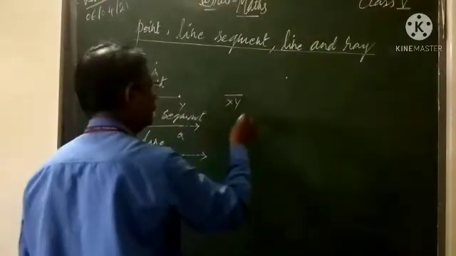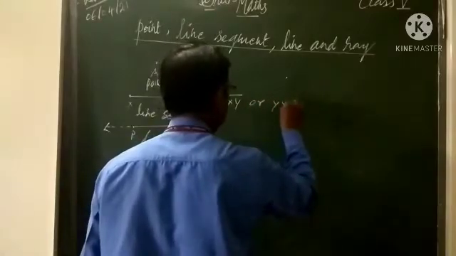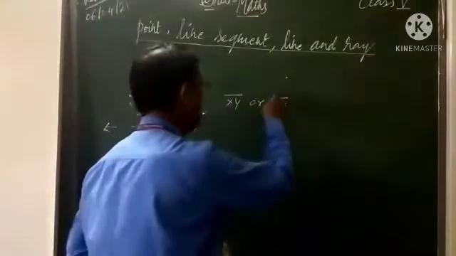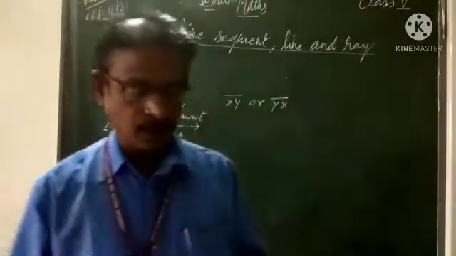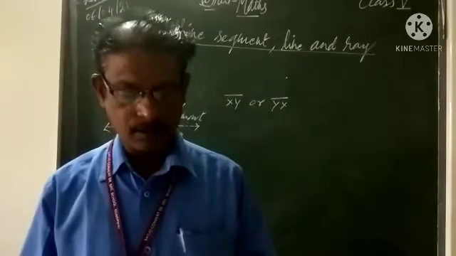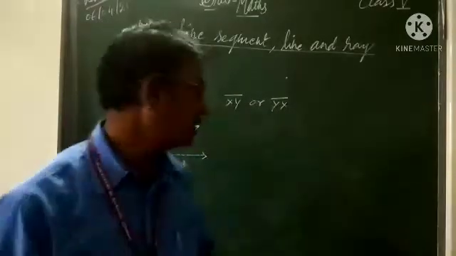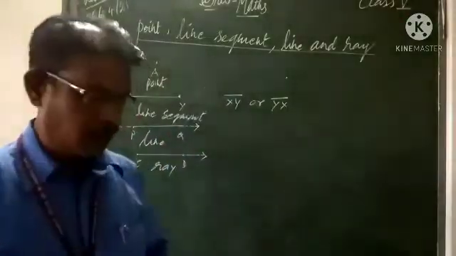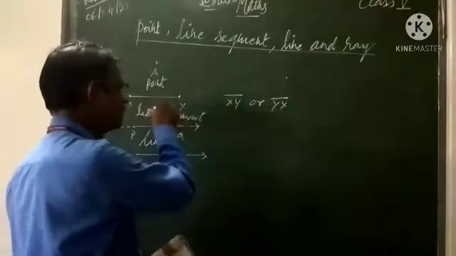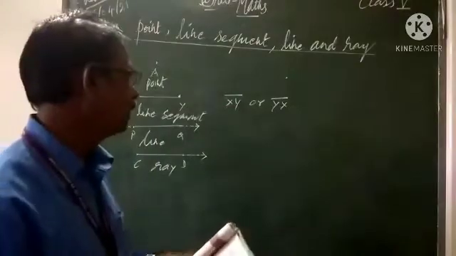This is the symbol of a line segment, XY. In any way you can read that one, like line segment XY or line segment YX. A line segment has two endpoints. A line segment corresponds to the shortest distance between any two points. It has two endpoints and a definite length. We can measure it by using a ruler or scale.